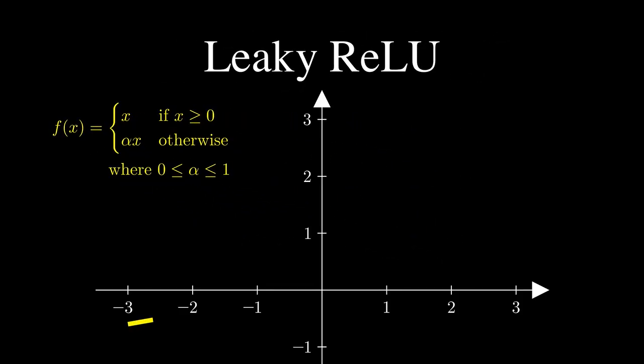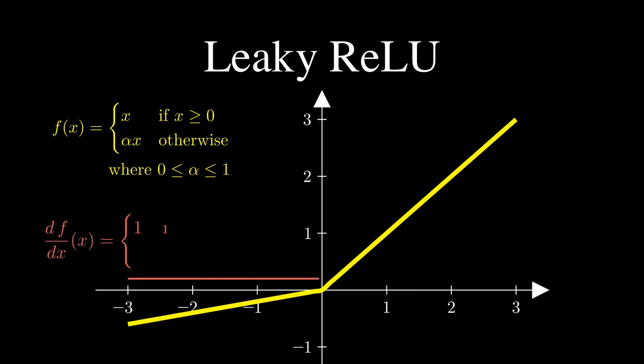And here we can see what the graph of the Leaky ReLU looks like. So it's basically somewhere in between the linear and the ReLU function. If alpha approaches 0, the Leaky ReLU function will approach the behavior of the ReLU function. And when alpha gets closer to 1, it will behave similar to the linear function.